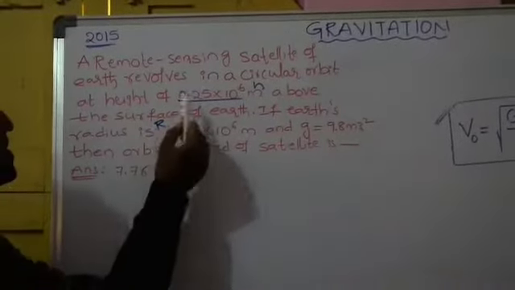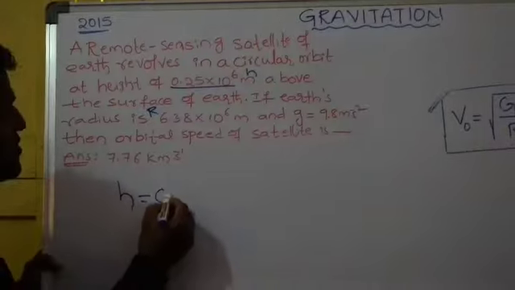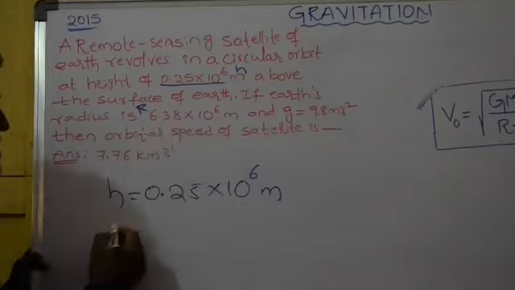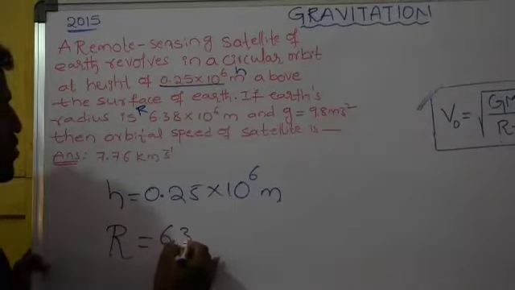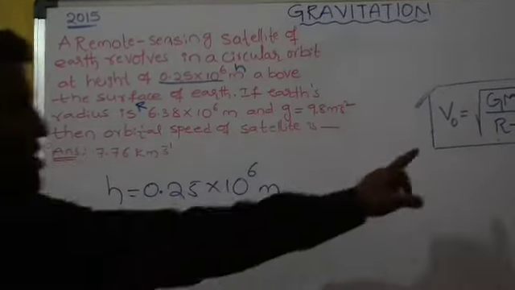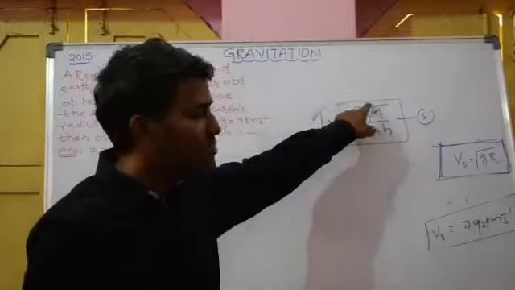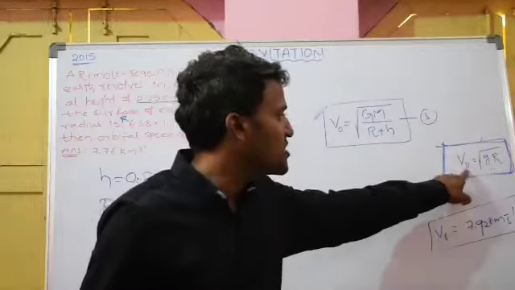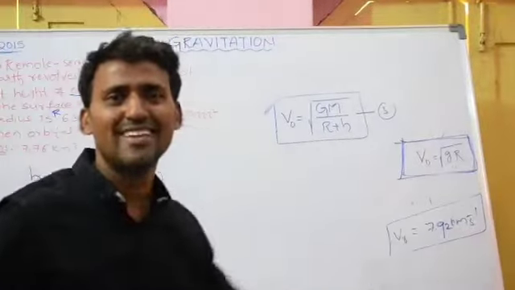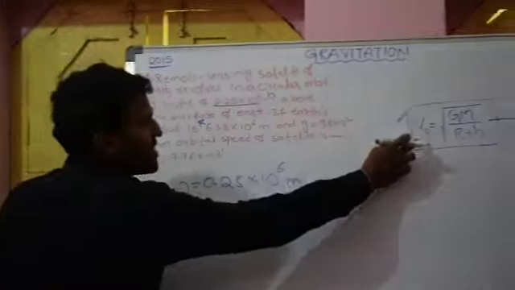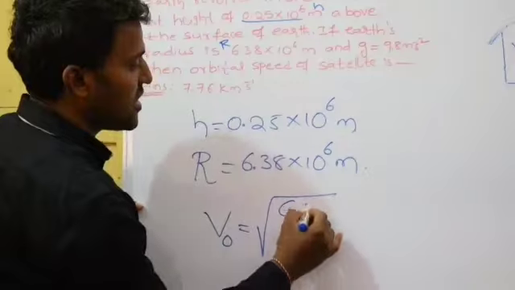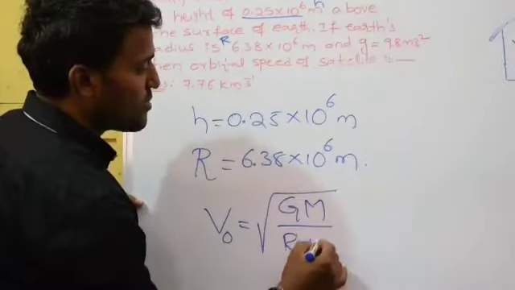Next, see this one. He gave height h is equal to 0.25 into 10 to the power of 6 meters and radius r is equal to 6.38 into 10 to the power of 6 meters. So in this situation, v0 is equal to under root of GM divided by R plus H. I am taking equation number 3.